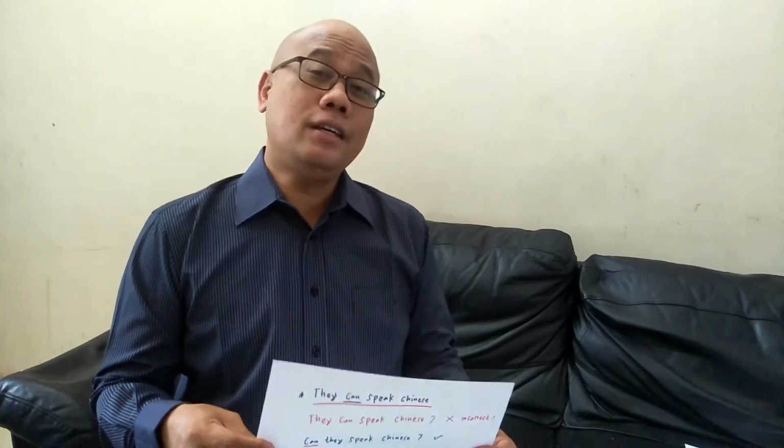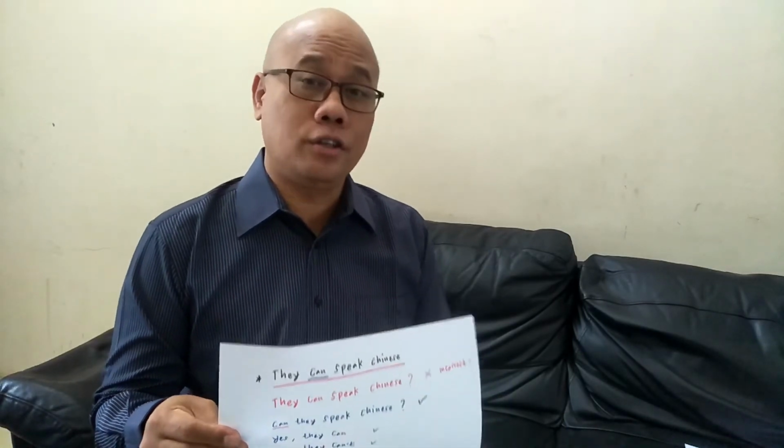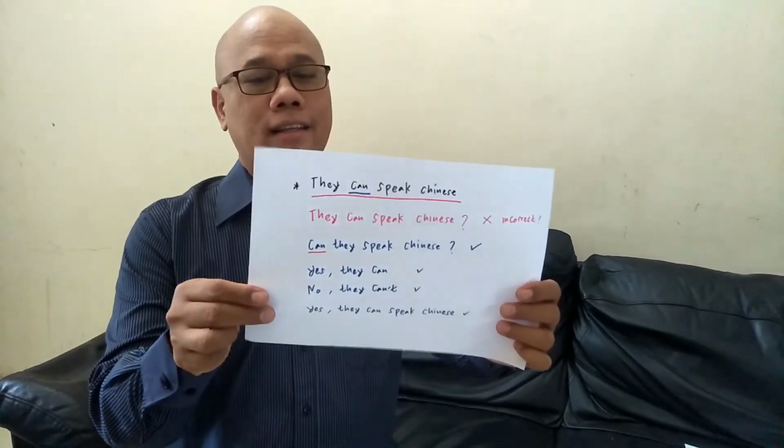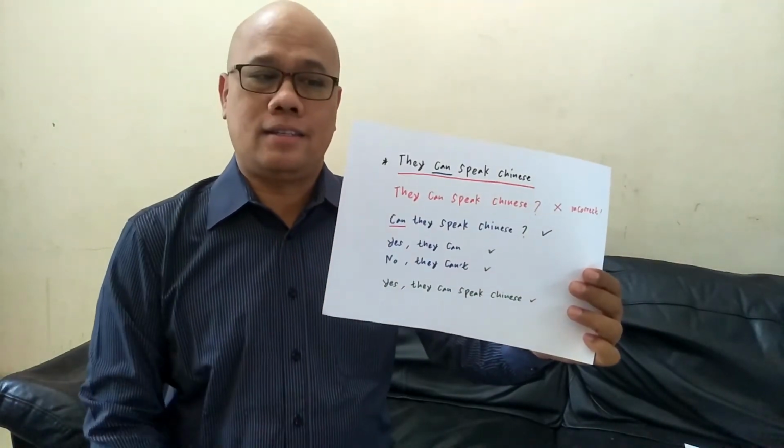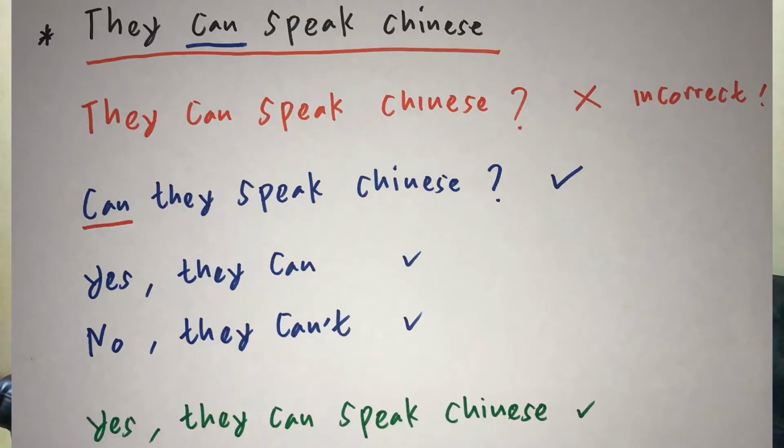Okay, English learners, those were the two examples of yes-no questions in a verbal sentence. One is in simple present tense, another one is in simple past tense. Now let's see how to make a yes-no question using a modal auxiliary. We have a sentence, they can speak Chinese.